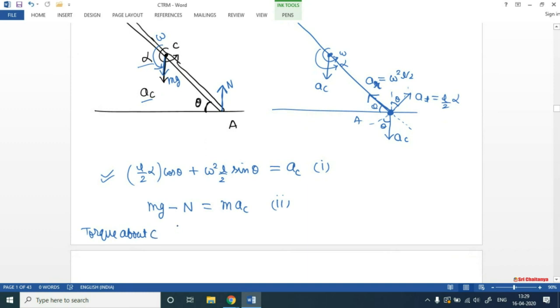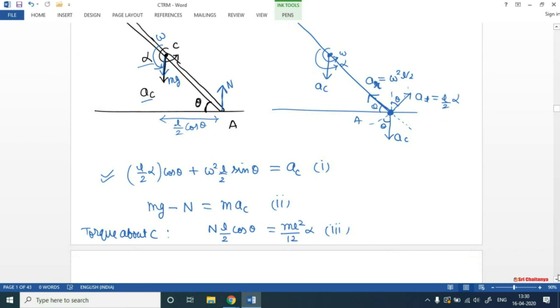C. So torque about C is going to be, this is N, and its arm is going to be L by 2 cos theta. So the only torque will be due to the normal. That would be N times L by 2 cos theta over here. And that will be equal to the moment of inertia of this rod about the center of mass, that is ml square by 12 over here, into alpha. So that is equation number 3. So we have three unknowns and three equations. We can always solve for it.